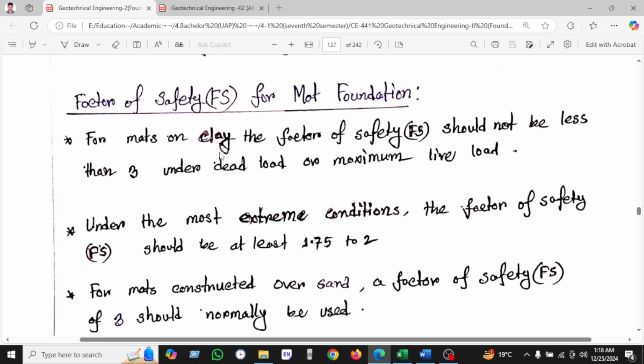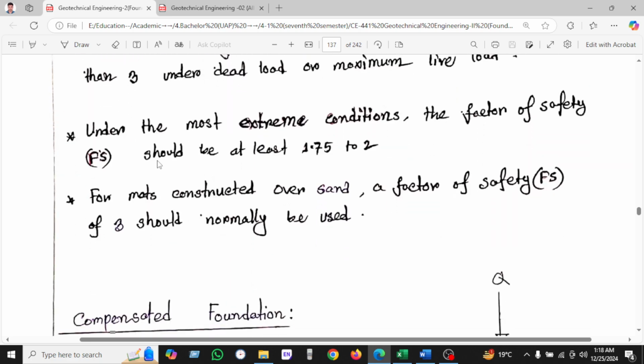For a mat on clay, the factor of safety should not be less than 3 under dead load or maximum live load, and under the most extreme condition, the factor of safety should be at least 1.75 to 2. For a mat constructed over sand, a factor of safety of 3 should normally be used.